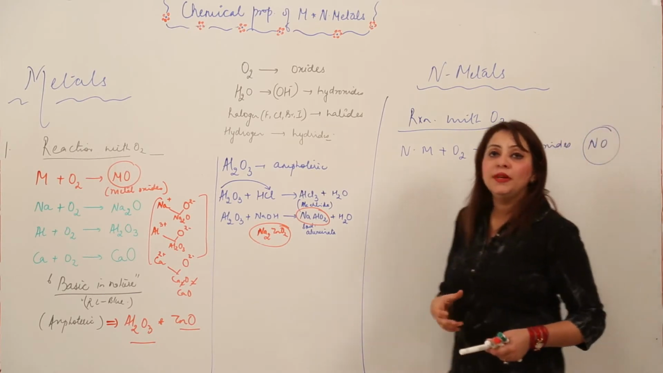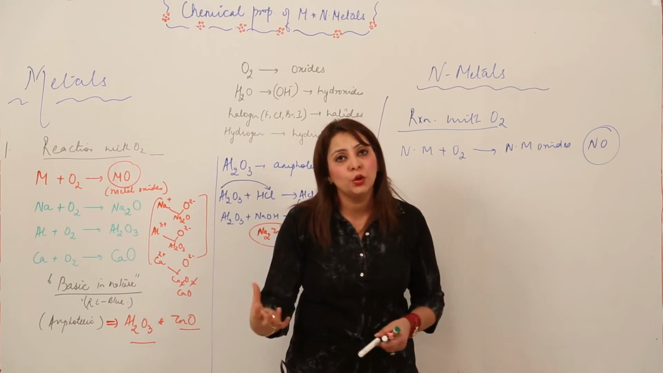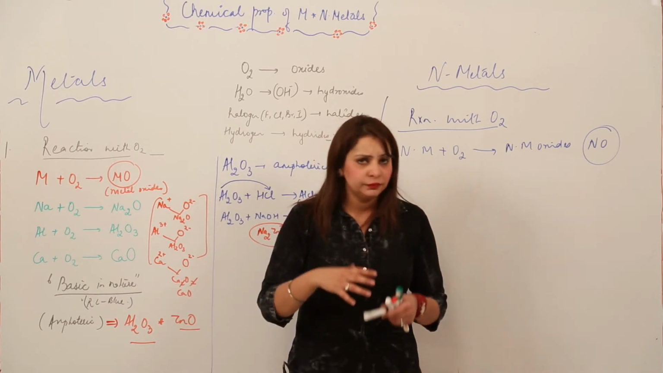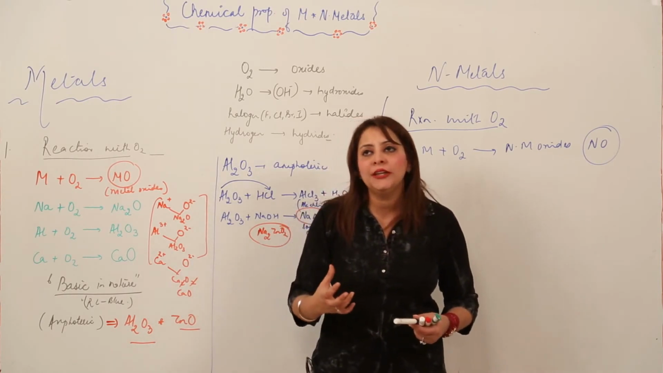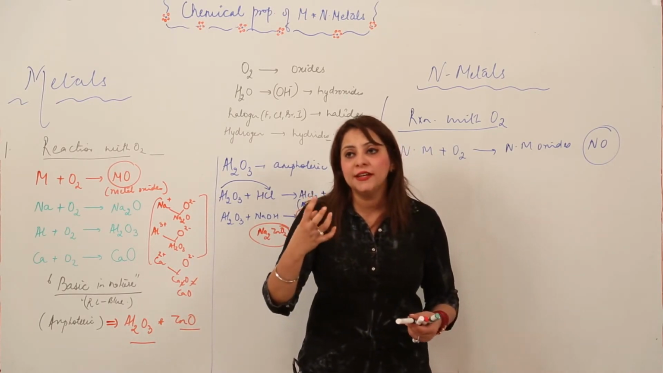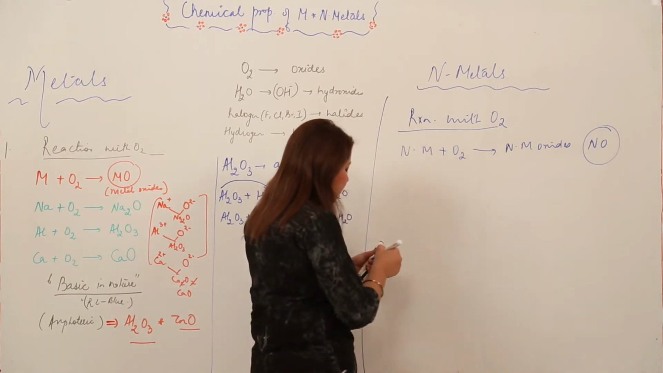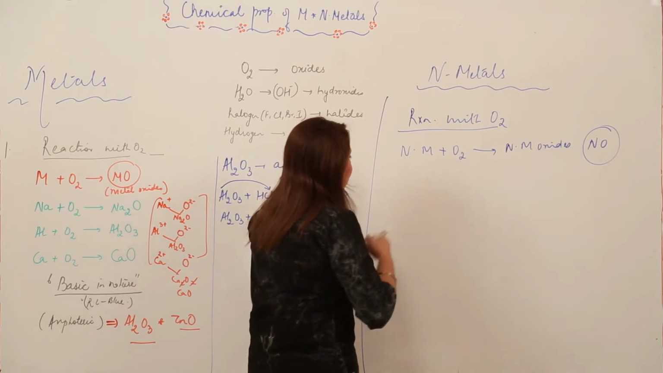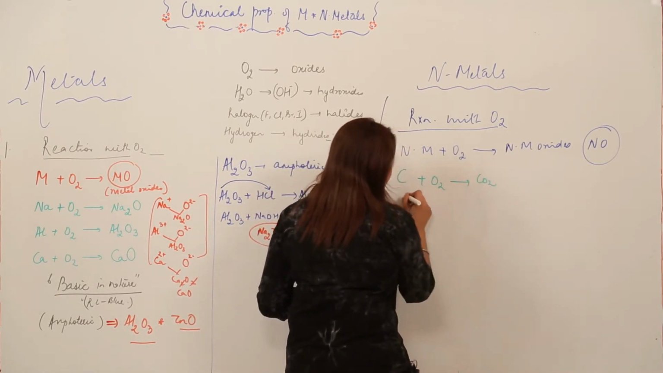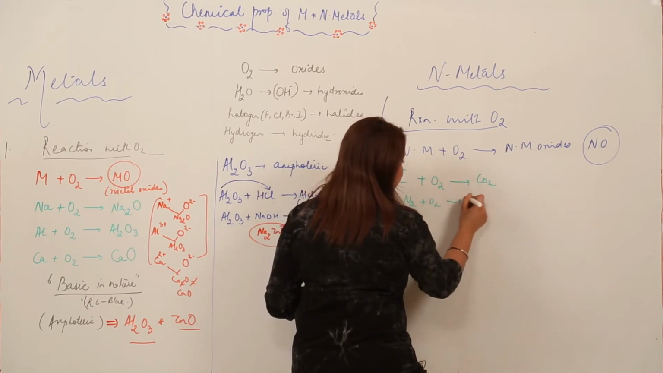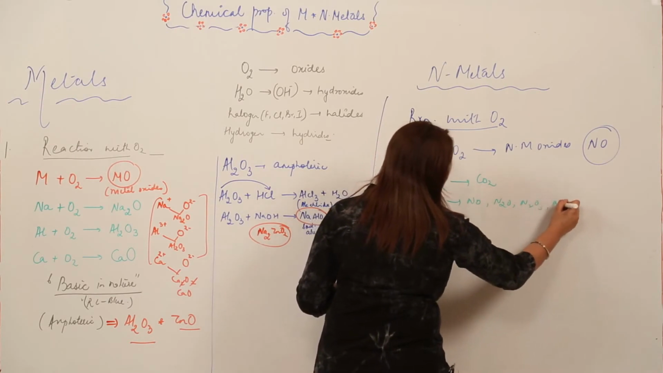See, again this formula varies, like it can be NO, it can be N2O, it can be NO2. So it can be anything depending upon the valencies or the stability, or you can say the ratio in which the atoms combine. See, I am just stating a few examples. So C plus O2 forms CO2, right? N2 plus O2 forms NO or N2O or N2O3 or N2O5.